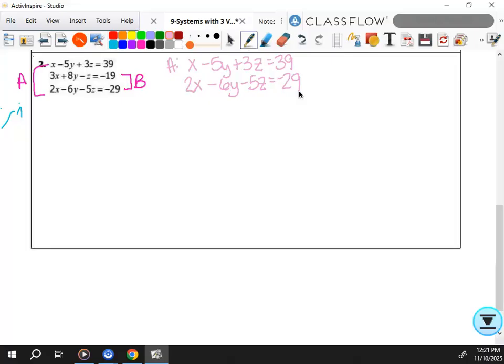So if I want to eliminate x first, I can multiply which equation? The first one by what? Negative 2. Okay. So this is going to give me negative 2x plus 10y minus 6z equals negative 78. And then just rewrite that second equation.